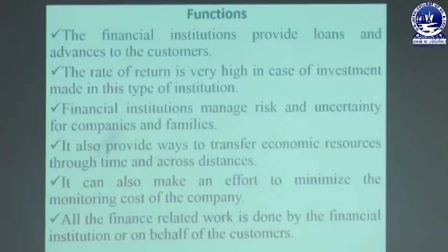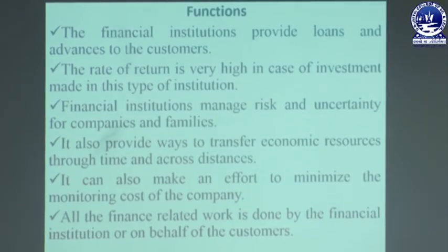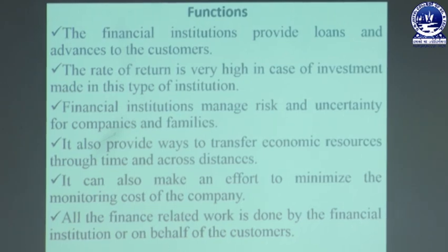So, the risks and uncertainty, that type of result or information is also provided by the financial institution to the families, to the individual as well as to the company. It also provides ways to transfer economic resources through time and across distances. So, the financial institution also provides assistance and various types of facilities to the investor.